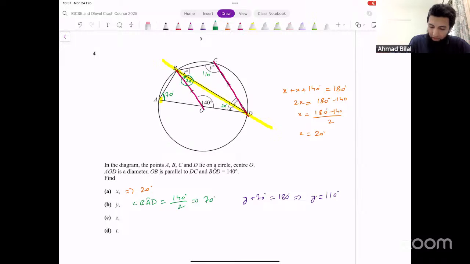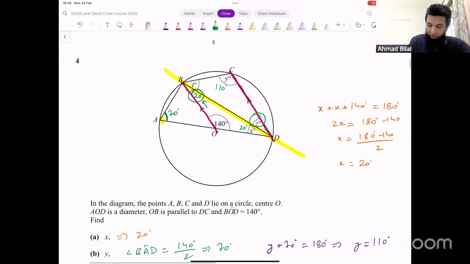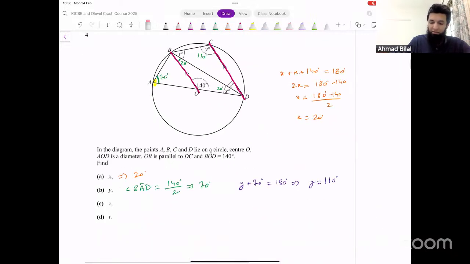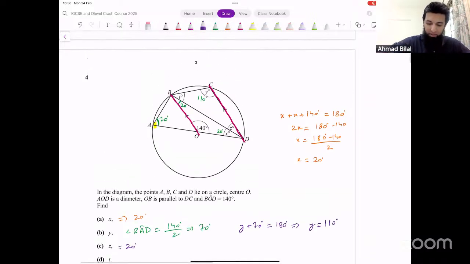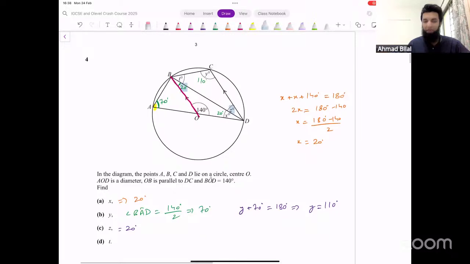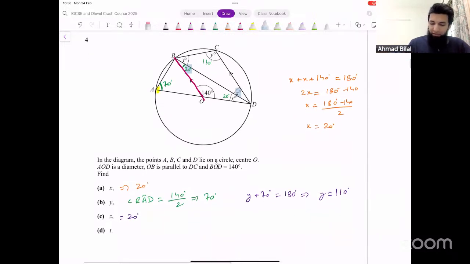This angle 20 and this angle Z, these are alternate angles, right? This angle 20 here and this angle Z, these are alternate angles. So that means the angle Z should also be 20 degrees. Z is also going to be 20 degrees. Why? Because these are alternate angles. If this angle is 20 here, Z here should also be the same. This one and this one, these are alternate angles. All right. Then we have to find the angle T.